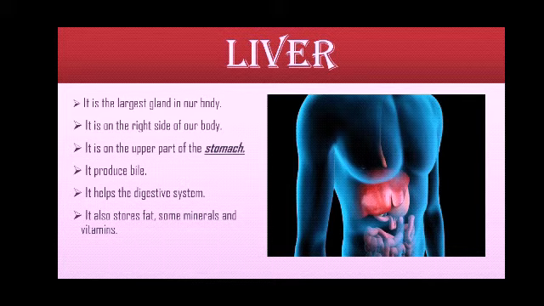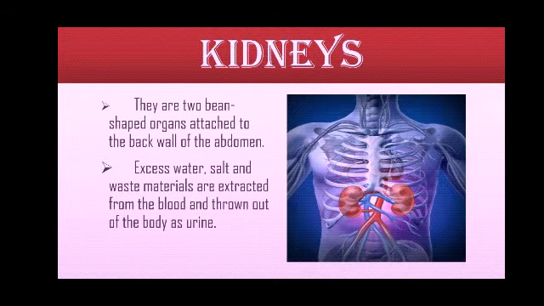So, our next organ are kidneys. The kidneys are a pair of bean-shaped organs on either side of our spine, below our ribs and behind our bellies. Each kidney is about 4 or 5 inches long, roughly the size of a large fist. So, why are kidneys so important?